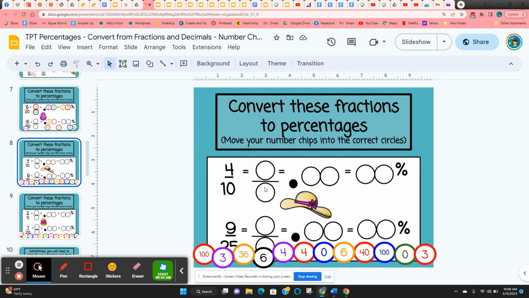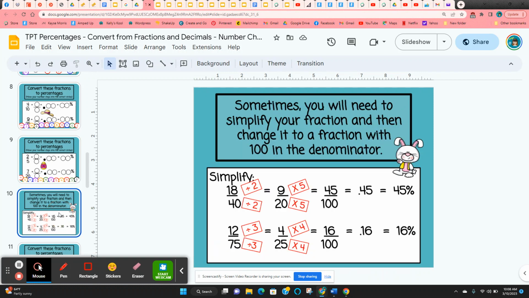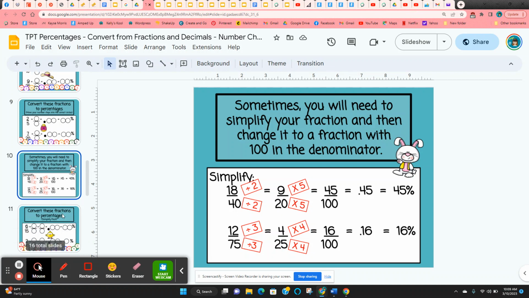Same thing on the next slide, converting to a fraction with 100 in the denominator. Same thing on slide 9. Now slide 10 is another instructional slide. So sometimes you can't convert directly to an equivalent fraction with 100 in the denominator. You might need to simplify your fraction first. So in this case, if we divide numerator and denominator by 2, we get 9/20, which is easy to convert by multiplying numerator and denominator by 5. And then you can change it to a decimal and then to a percentage.